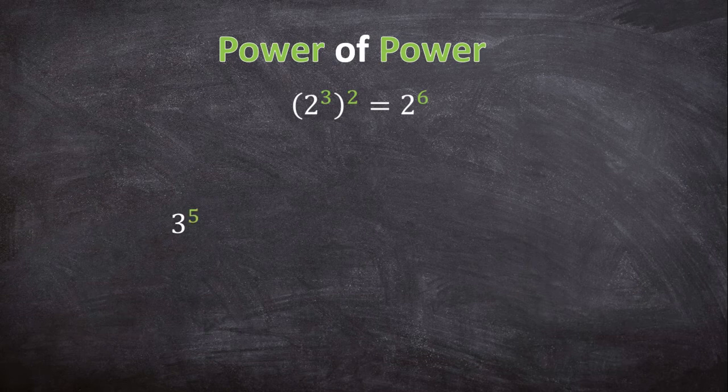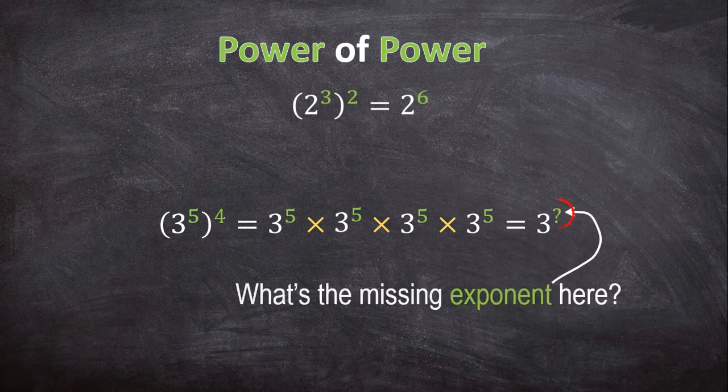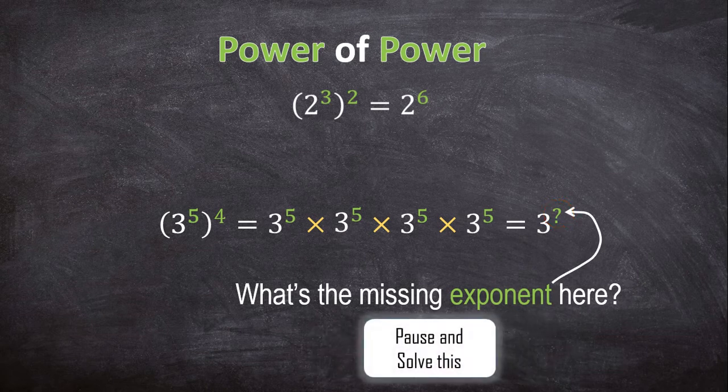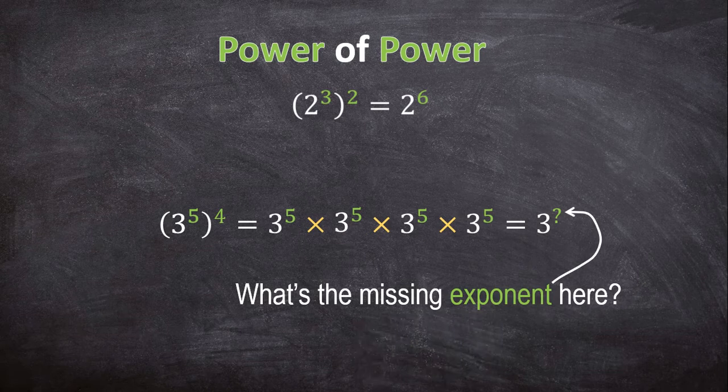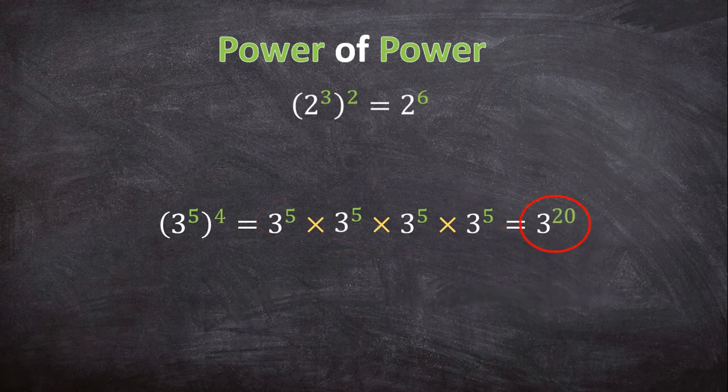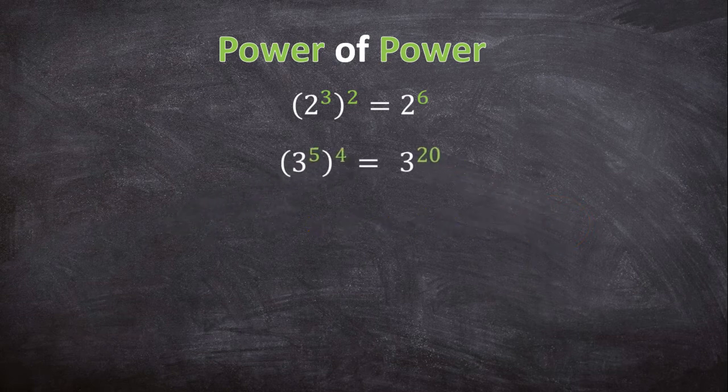Suppose you are raising 3 to the fifth power and then you raise that to the fourth power. So that's 3 to the fifth times 3 to the fifth times 3 to the fifth times 3 to the fifth. This equals 3 raised to what power? We are multiplying a total of 20 threes together, so this is 3 to the 20th power. So 3 to the 5th to the 4th equals 3 to the 20th.